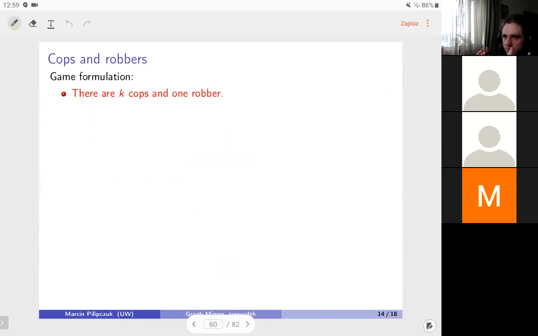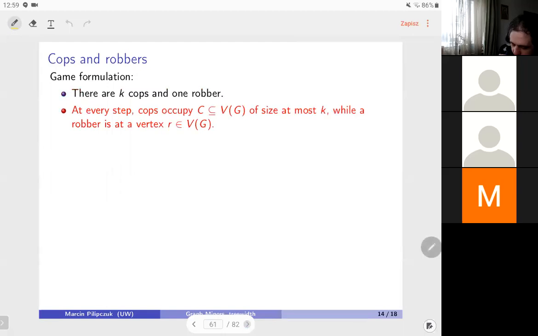Okay, so there are two players. One player controls the cops, the other player controls the robber, and at every step the cops sit on some vertices, so they guard some vertices, and the robber is in some other vertex somewhere in the graph. There are K cops, so the cops can occupy K vertices, and there's one robber, so he's at a single vertex at a time. Okay, and if a cop ends up on a vertex together with the robber, then he catches the robber and cops win. And the robber wins if he can escape the cops for an infinite amount of time.